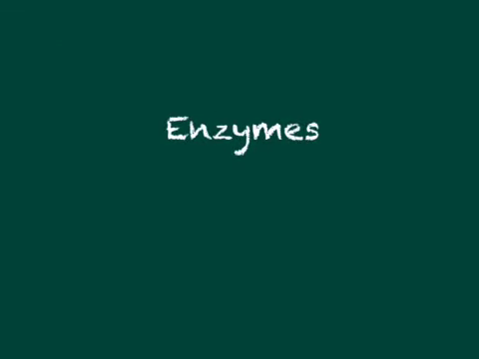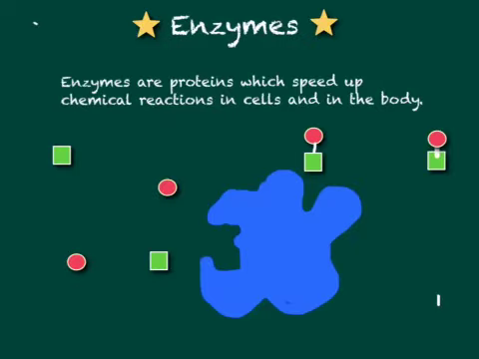Another very important function of proteins in cells is to make enzymes. Enzymes, what is an enzyme? Well, enzymes in cells are proteins which speed up chemical reactions, and I've given them 2 stars here because the word enzyme is maybe one of the most important words in biochemistry.